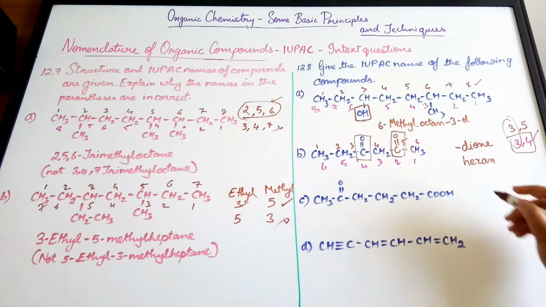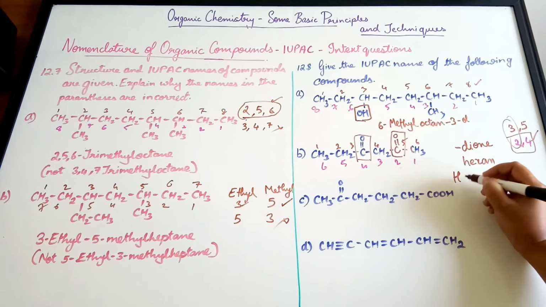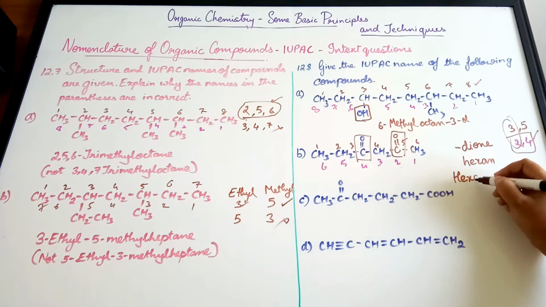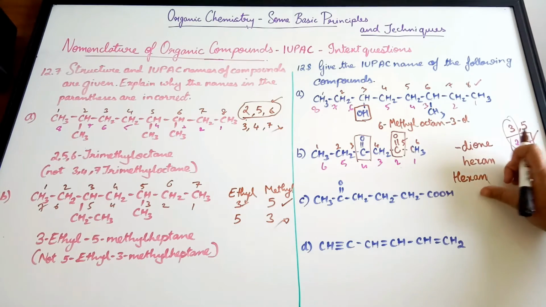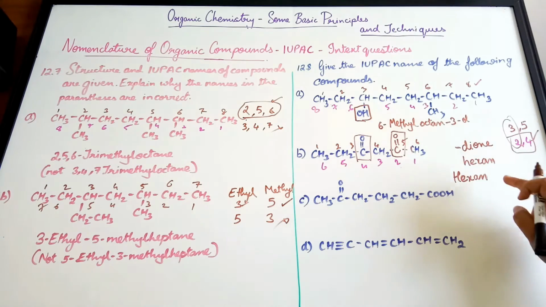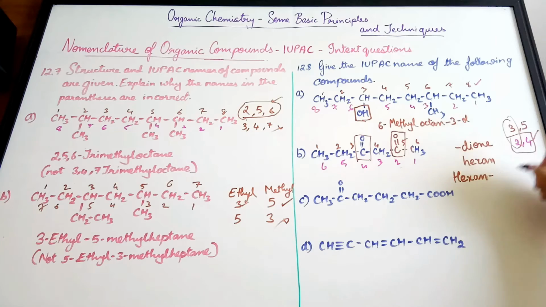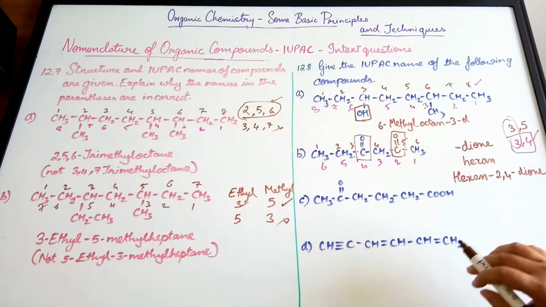So the name of the compound would be, here we don't have a prefix because there are no other substituents or side chains. So hexane, because you have a ketone. It's a ketone and it's ONE, so the E gets removed. Hexane 2,4 dione. So in this 6-carbon chain, the second and the fourth positions have ketone groups.